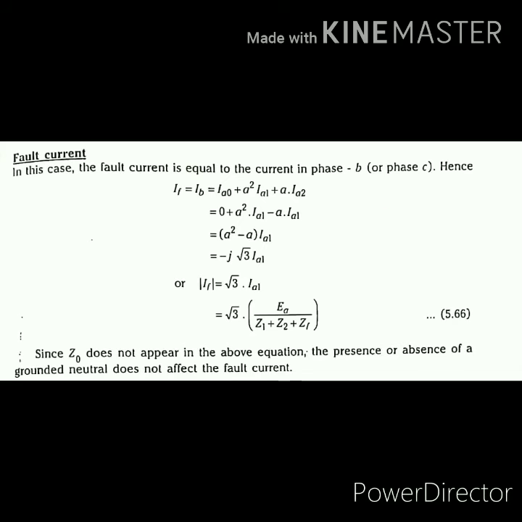You have substituted that and you are getting (A square minus A) into IA1, and A square minus A from the A operator, we know it's equal to minus j root 3, that we have substituted. But while taking the magnitude of fault current IF, we get just root 3 into IA1, and again from equation 5.62 we have substituted IA1. But see the final equation 5.66, you don't have Z0, therefore whether the neutral is grounded or not grounded, it does not affect the fault current here.